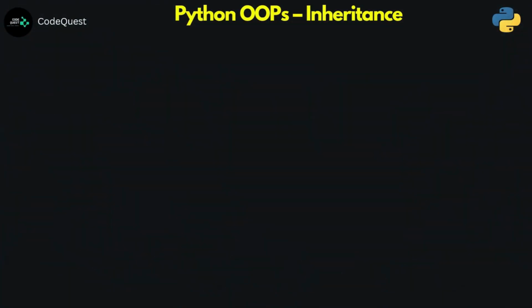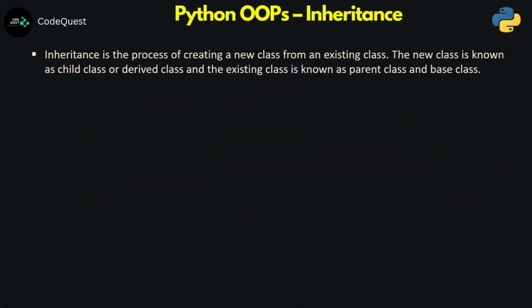Inheritance is a process of creating a new class from an existing class. The new class that we are going to create will be called a child class or derived class. And the existing class from which we have created another class is known as the parent class or base class.